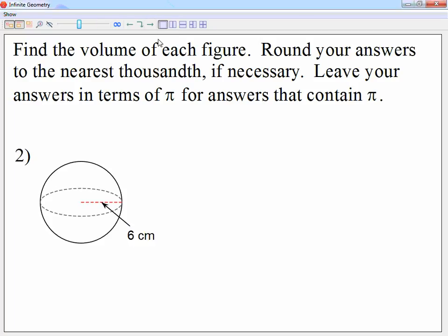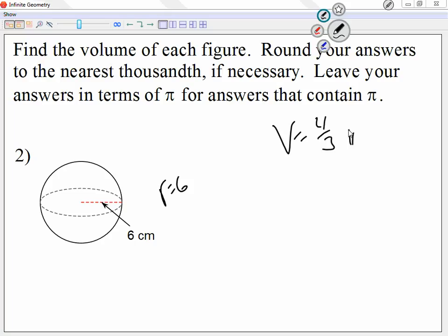Let's take a look at one more example. Let's take a look at number 2. Our radius, in this case, it's 6. So once again, the formula is 4/3 times pi times radius cubed. So my calculator, I'm going to go 4 divided by 3 for the 4/3 times 6 times 6 times 6, which is my radius cubed. So I get 4 divided by 3 times 6 times 6 times 6.